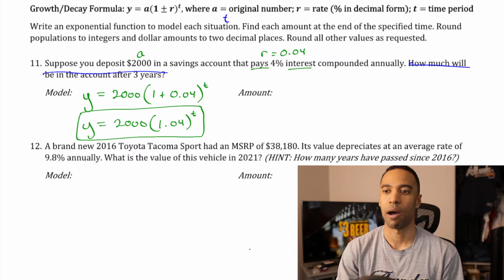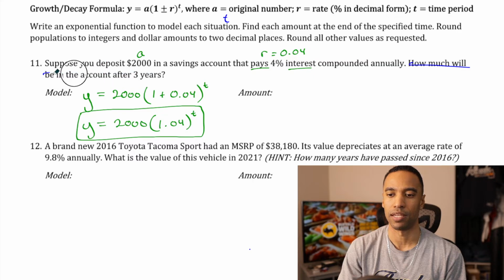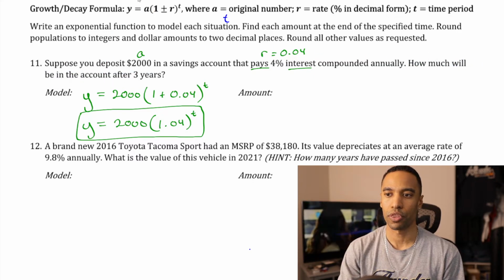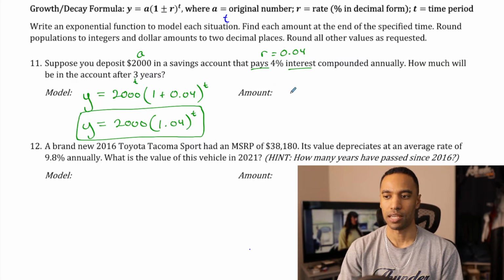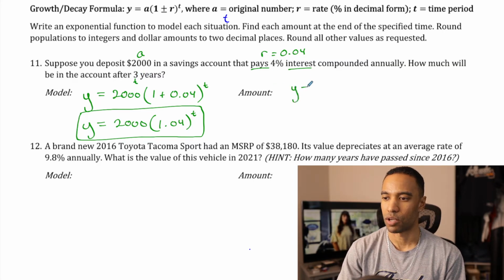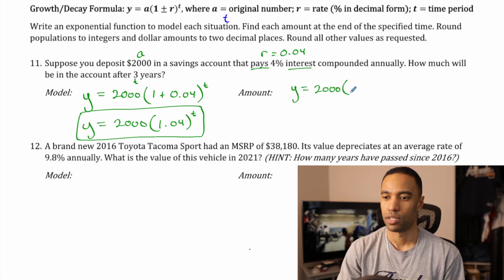We want to see how much is in the account after 3 years. So for the 3 years, I'm going to substitute 3 for t over here. So that's going to say y equals 2,000 times 1.04 to the third power.